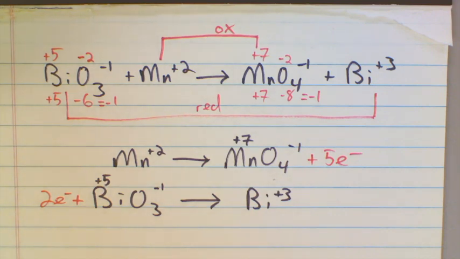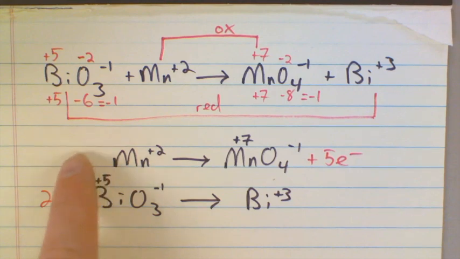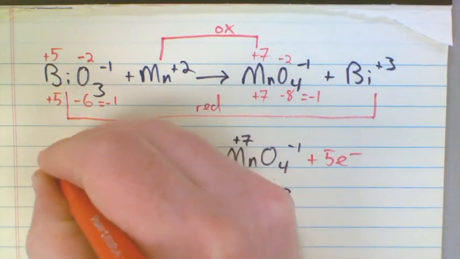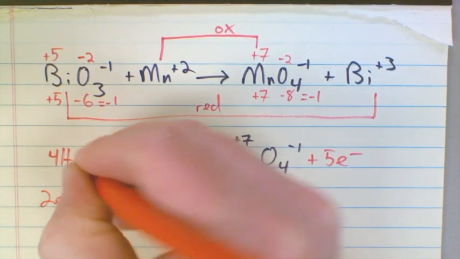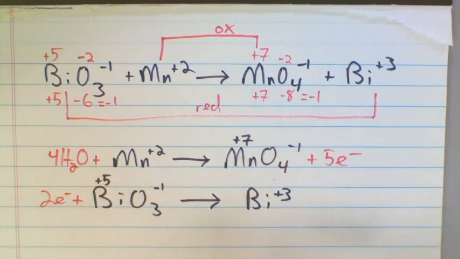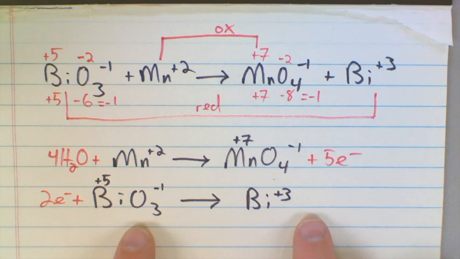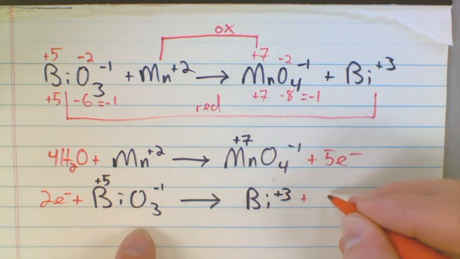Balance oxygen by adding water where needed. So on the top one, what do we got to do? Yeah, add 4 waters to this side. 4 oxygens, 4 oxygens. On the bottom one, add 3 waters.